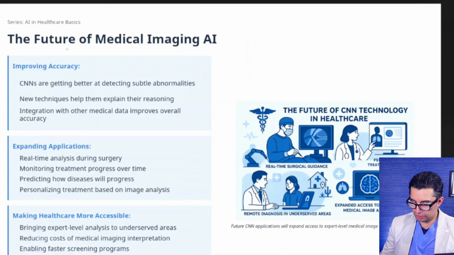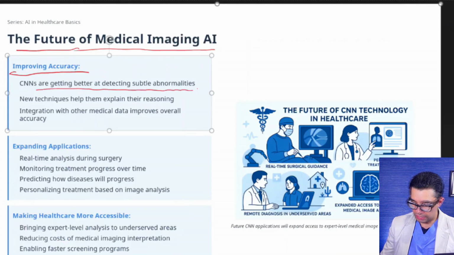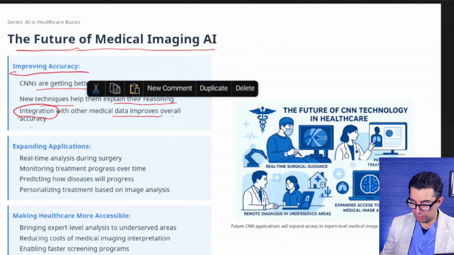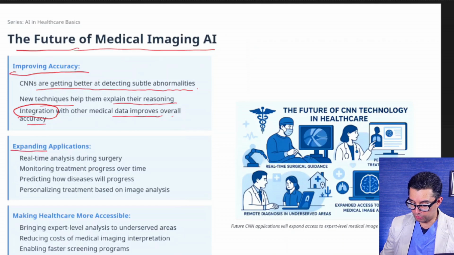Having said this, let's go over a little bit on the future of medical imaging and AI. The accuracy is improving. CNNs are getting better at detecting subtle abnormalities, and new techniques help them explain their reasoning, which is all being developed. As we talked about previously, there's going to be integration with other medical data, which improves overall accuracy. Then, what I'm really excited about is expanding applications: real-time analysis during surgery, monitoring treatment progress over time, predicting how diseases will progress, and personalizing treatment based on image analysis.